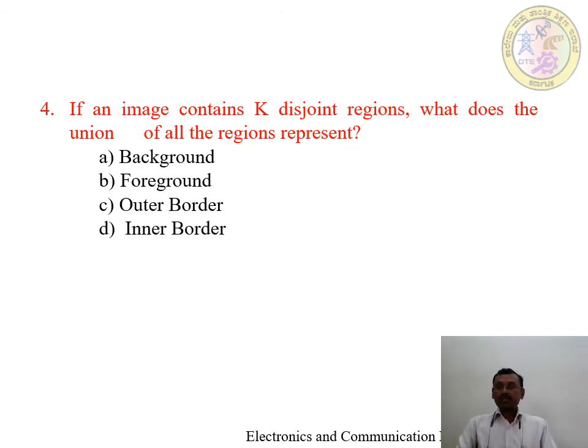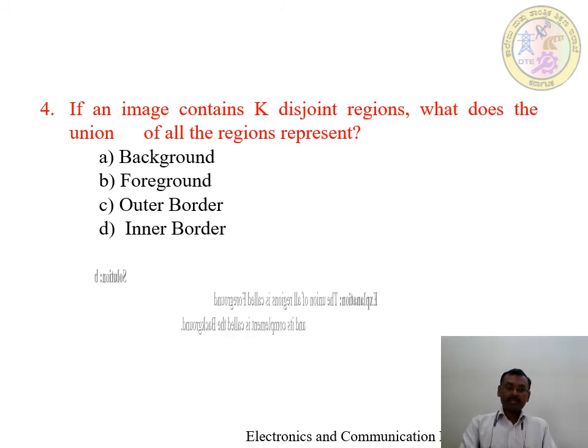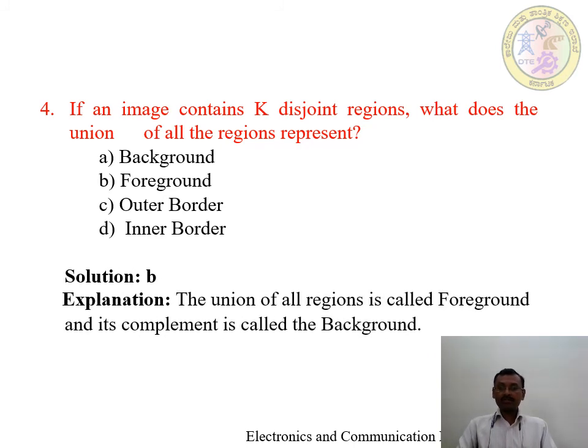Fourth question. If an image contains k disjoint regions, what does the union of all the regions represent? Option A, background. Option B, foreground. Option C, outer border. Option D, inner border. The right answer is option B, that is foreground. The union of all regions is called foreground and its complement is called the background.